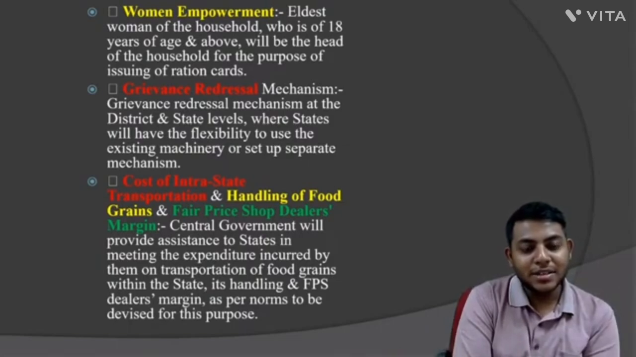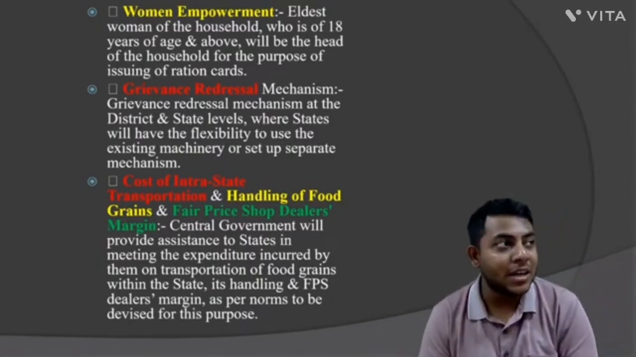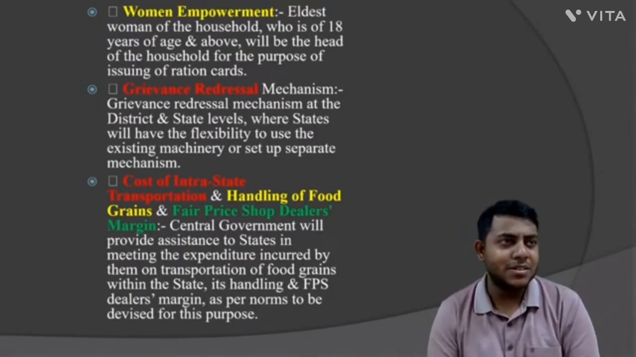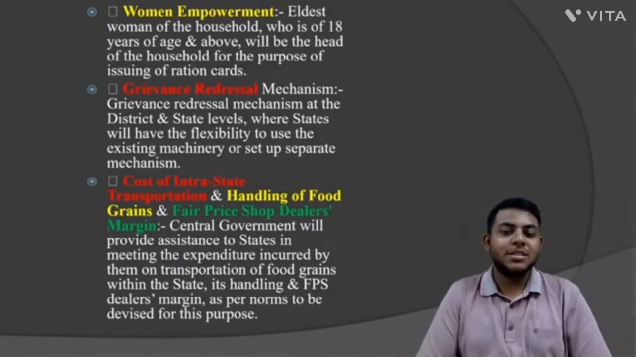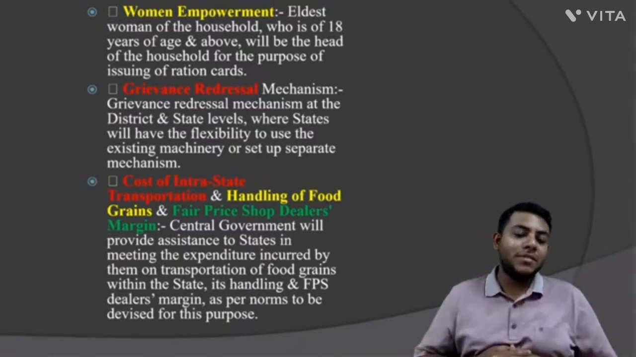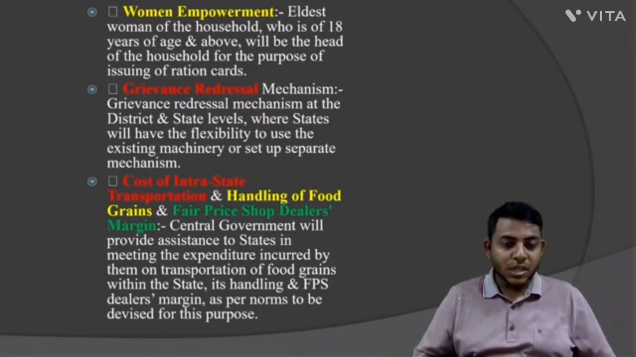And another salient feature of the National Food Security Act of 2013 is pertaining to the grievance redressal mechanism. Now, there is a grievance redressal mechanism at the district and state levels, where states will have the flexibility to use the existing machinery or set up separate mechanisms. So a grievance redressal mechanism has also been created at the state level.